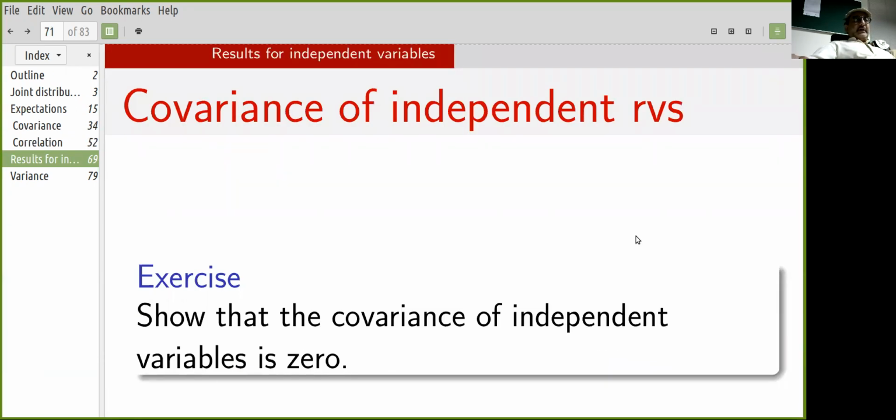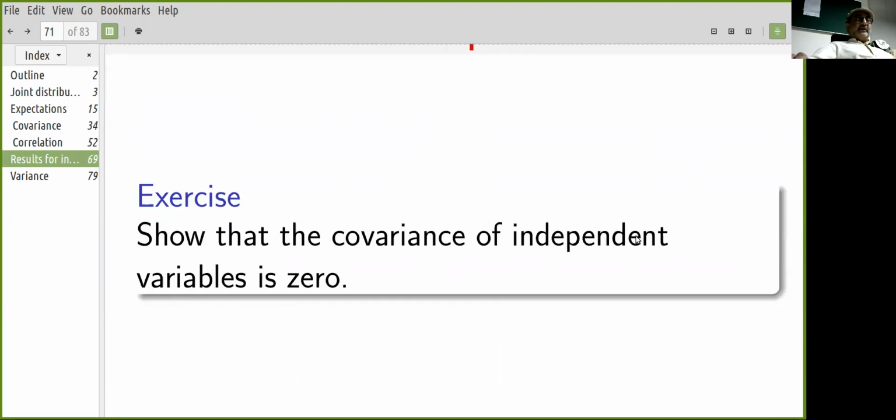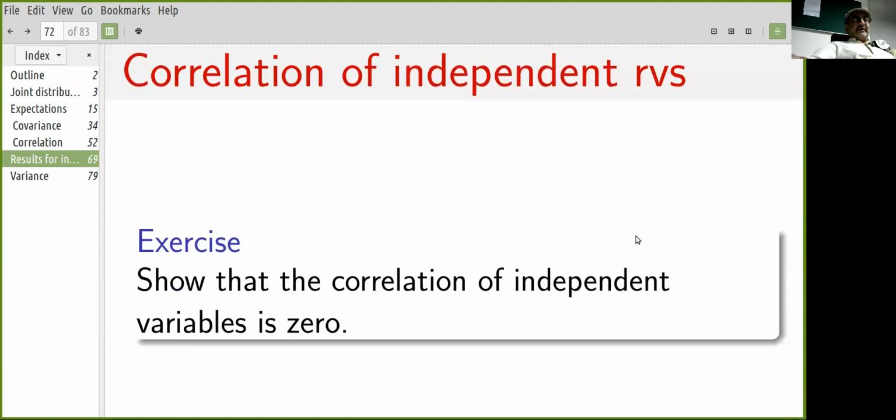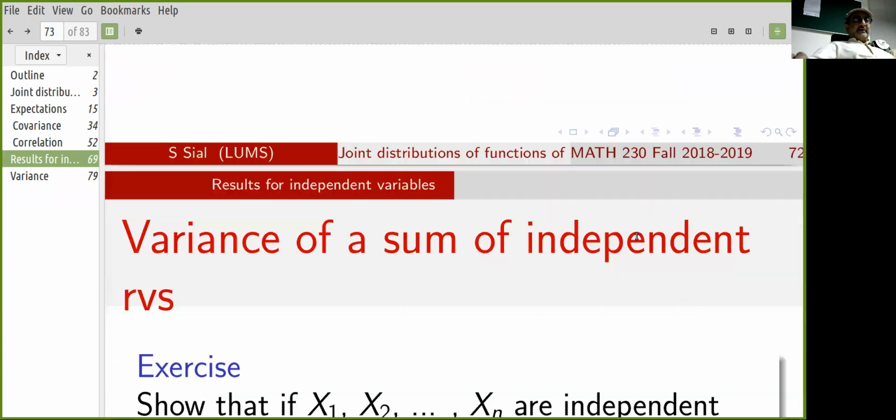Okay, if two random variables are independent, then their covariance is going to be 0. But they are uncorrelated. So the correlation of independent, statistically independent random variables is 0.